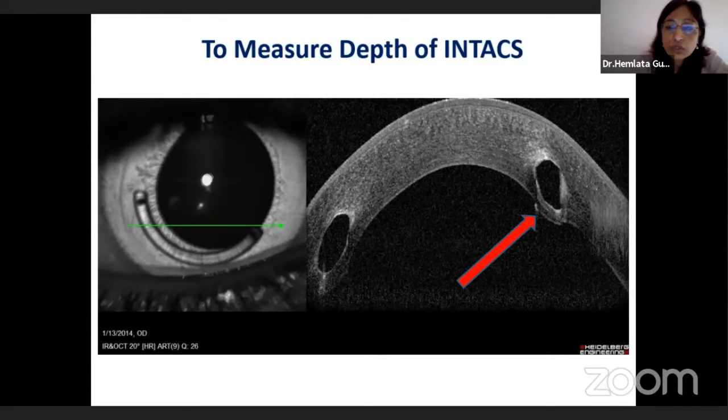OCT is also useful to assess the position and depth of the intacs. Now, post-operatively, many times it happens that there is stromal melting, and sometimes we need to explant the intacs. So before explanting, if we do the anterior segment OCT to see the depth of the intacs and how much stromal thinning is there overlying the area of the intacs, it is useful in the management of the case.